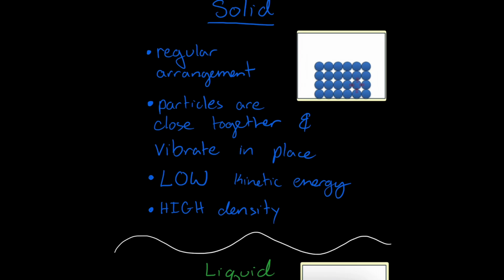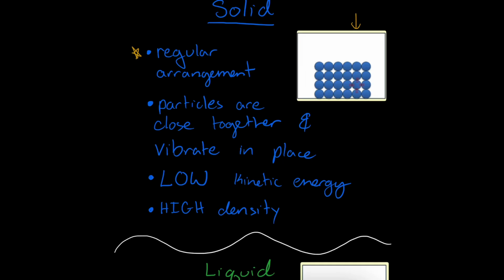Anything that is in a solid state has what we call a regular arrangement. Right? And you can see that in this picture over on the right. All of my particles are arranged in neat little rows. They're right next to each other. They look very, very regular in their arrangement.